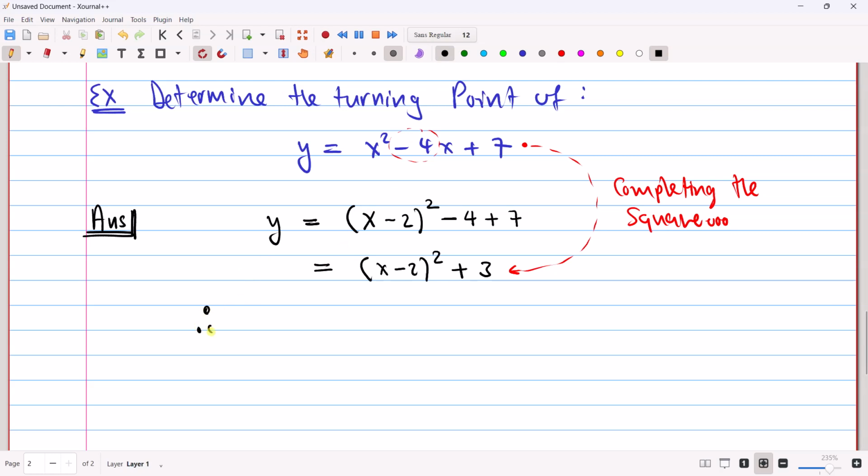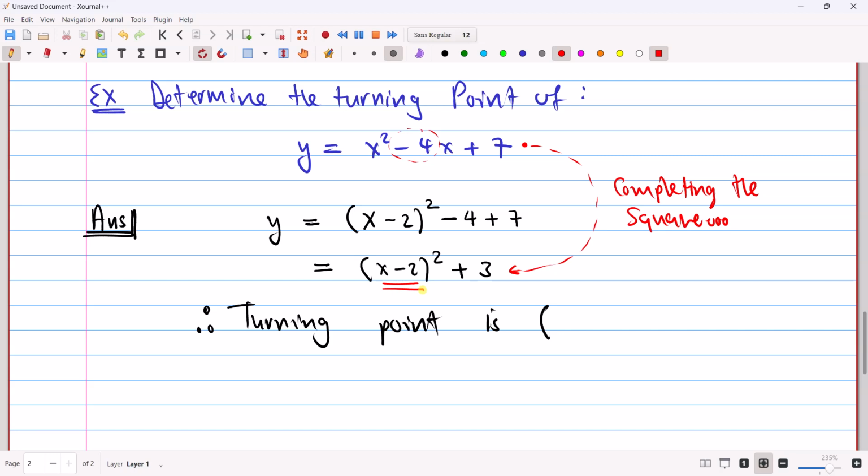So therefore, what is the turning point? The turning point that we're looking for is what? To find the turning point, remember a point is described by two things: an x coordinate and a y coordinate. If you want to find the x coordinate of a turning point, you look at the completed square expression, and wherever you have that squared bracket, you take what is inside and equate that to 0.